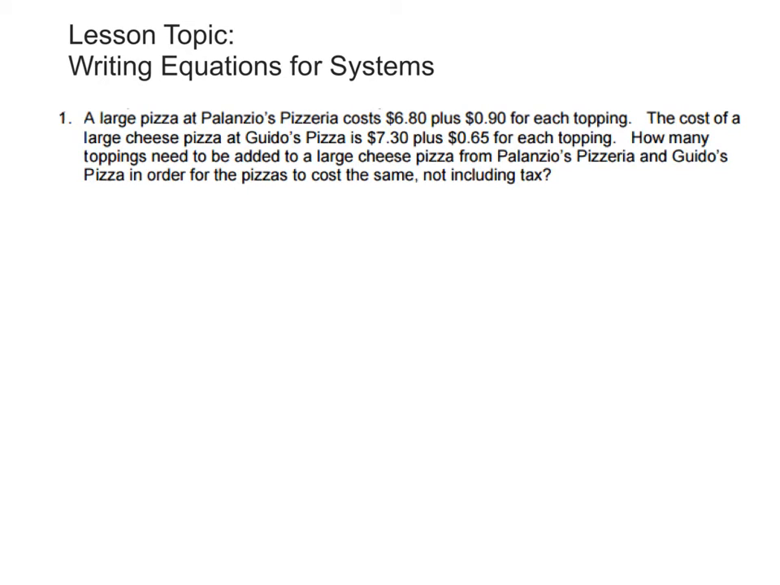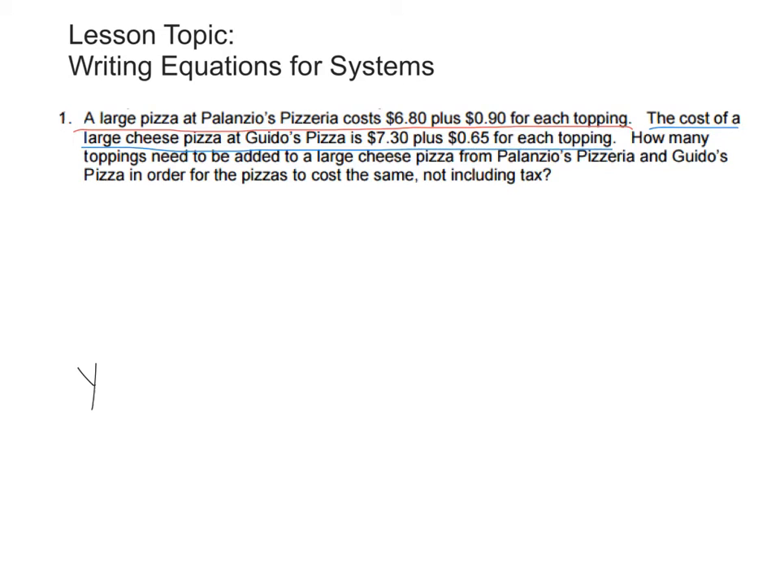All right, so what you probably noticed is that we have two different situations. I'm going to underline in red here. The first situation is how much pizzas cost at Palanzio's. The second situation is the cost of pizza at Guido's. Now let's just take one of those at a time. Let's start with Palanzio's. Think about when we wrote equations for lines earlier this trimester. What type of linear function are we going to use for this information? Again, the large pizza costs $6.80, and then we add 90 cents for each topping.